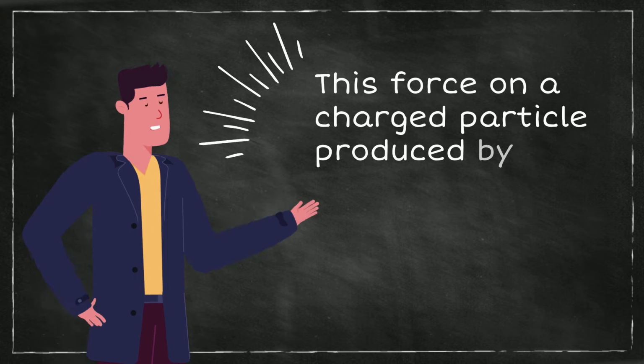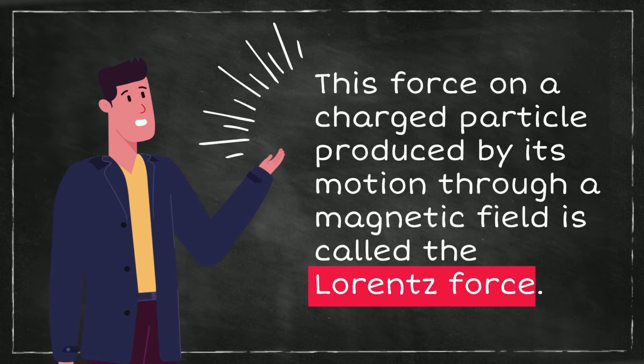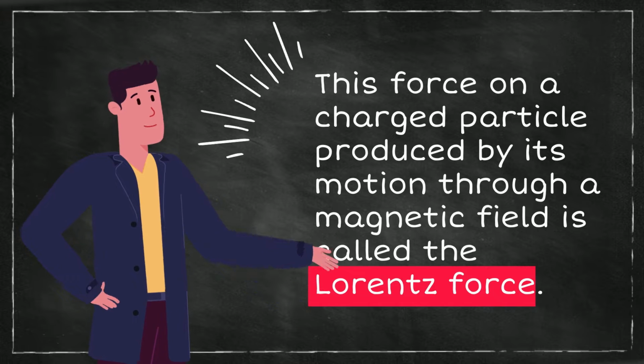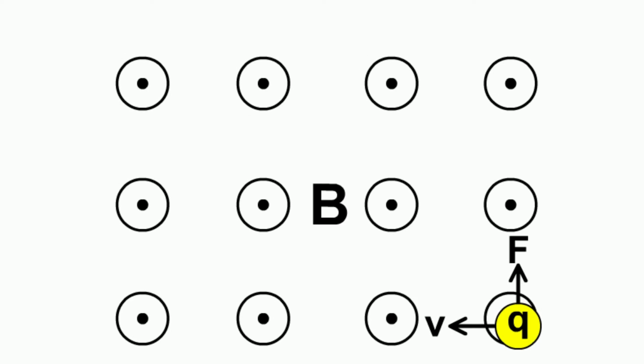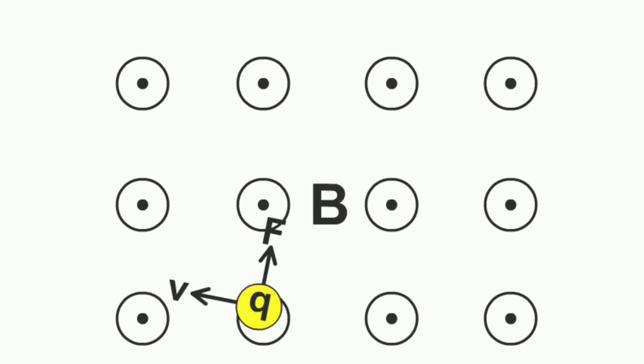So, this force on a charged particle produced by its motion through a magnetic field is called the Lorentz force. So we can say that the Lorentz force is the force exerted on a charged particle, Q, moving with velocity, V, through an electric field, E, and magnetic field, B.